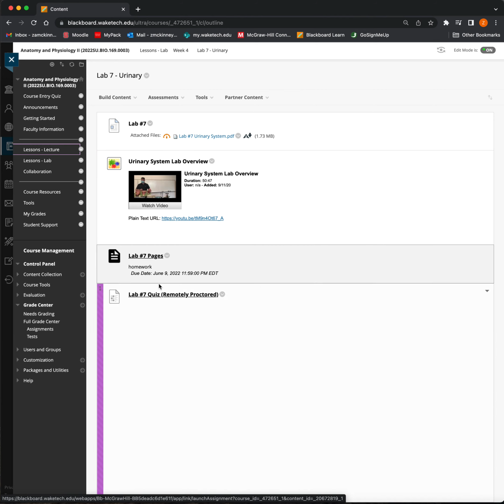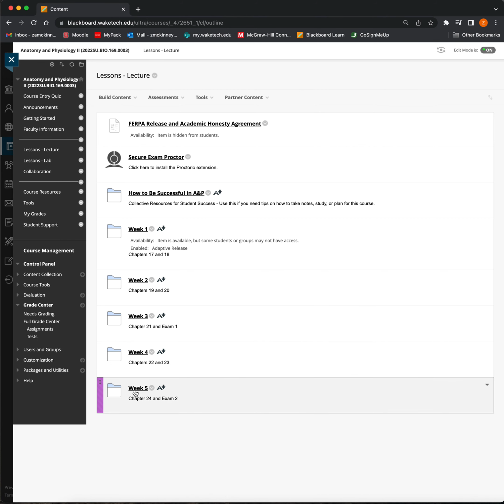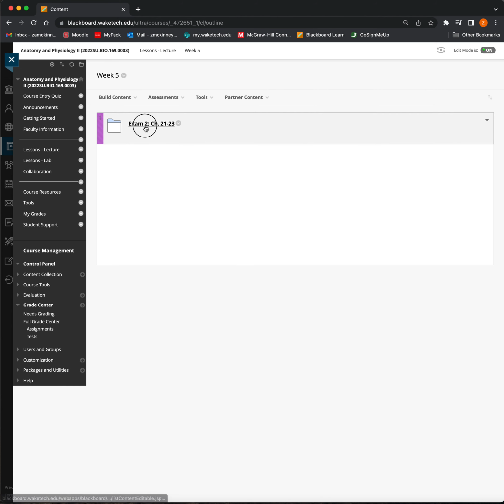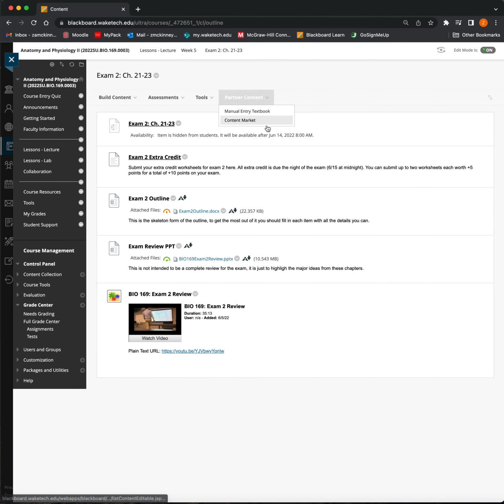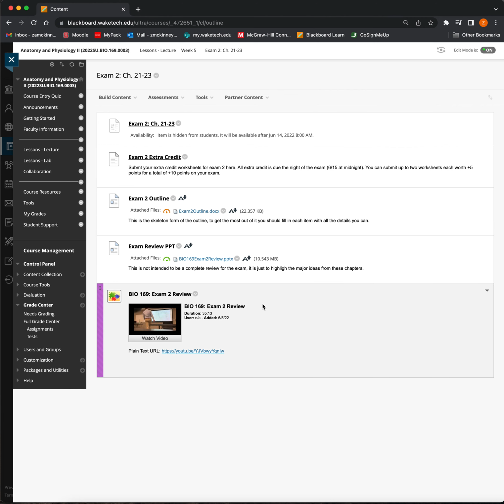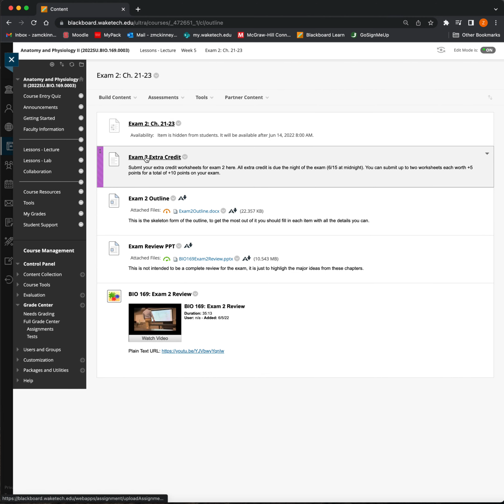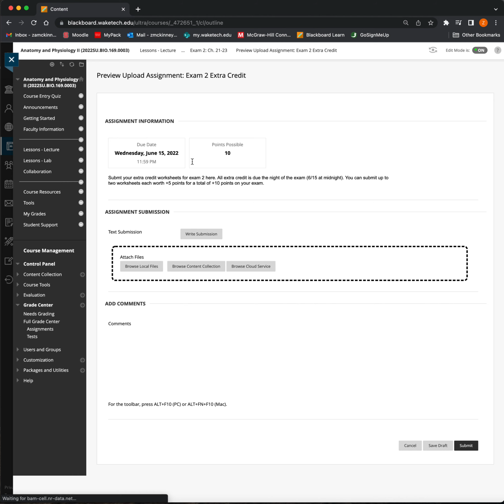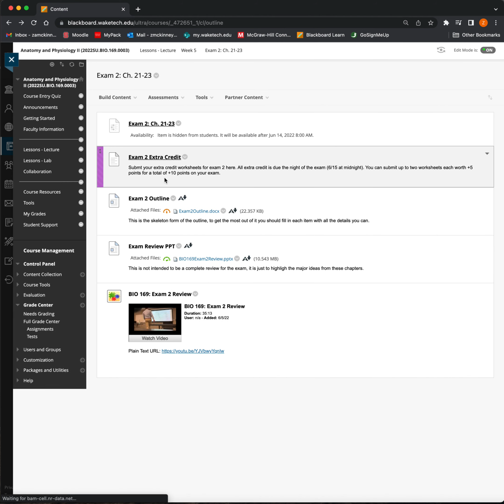Do note that I'm going to go back to this lecture folder, lecture tab. Week 5, so next week is your exam. If you open this up, you'll see the exam 2 folder, and there are your exam resources. You can't see the actual exam, you won't be able to see that just yet, but from the extra credit to the review video, you have those resources. Remember, this is where you submit your extra credit worksheets, so those are due next Wednesday by midnight.